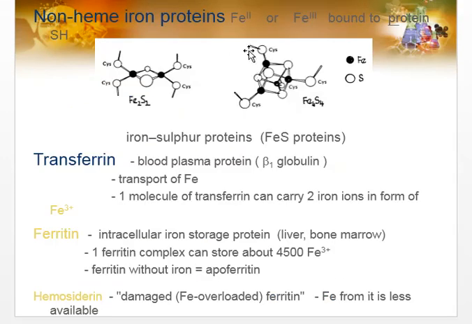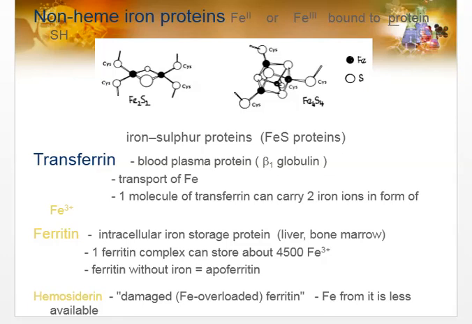Non-heme iron proteins, these are iron sulfur proteins, transferrin, a blood plasma protein, beta 1 globulin, transport of the iron. One molecule of transferrin can carry 2 iron ions in form of ferrum 3+. Ferritin, intracellular iron storage protein, in liver, bone marrow. One ferritin complex can store about 4,500 ferrum 3+. Ferritin without iron is apoferritin.